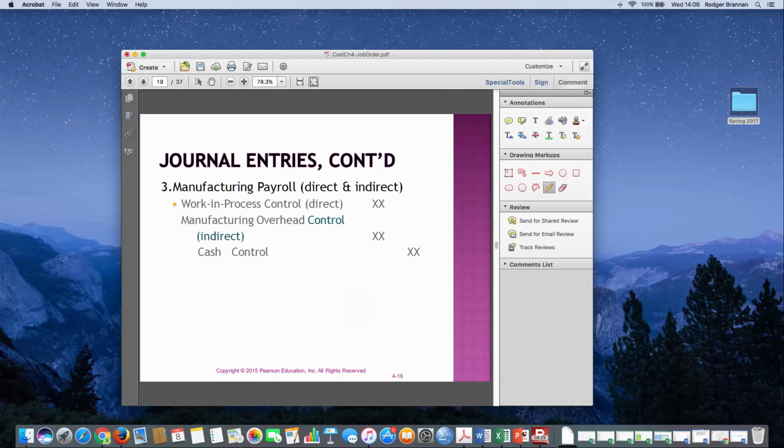All right, labor is going to be the same thing. For an employee that is defined as direct labor, we make a debit entry to work in process or to the job. If an employee is defined as being indirect labor, then a debit entry will be made to overhead control and a credit to either wages payable, cash, or something along that line.